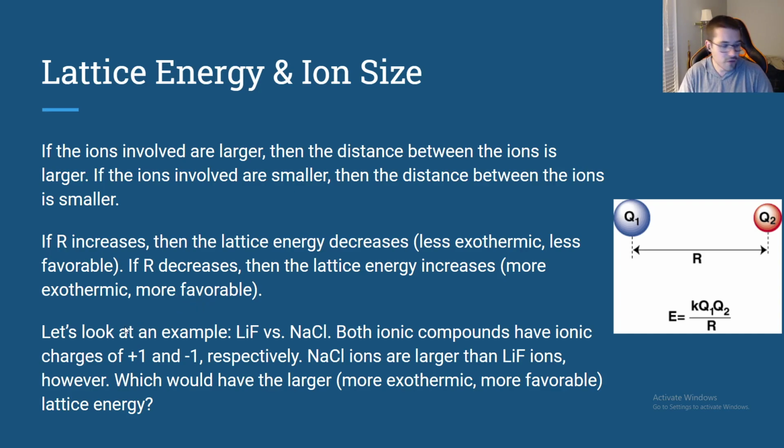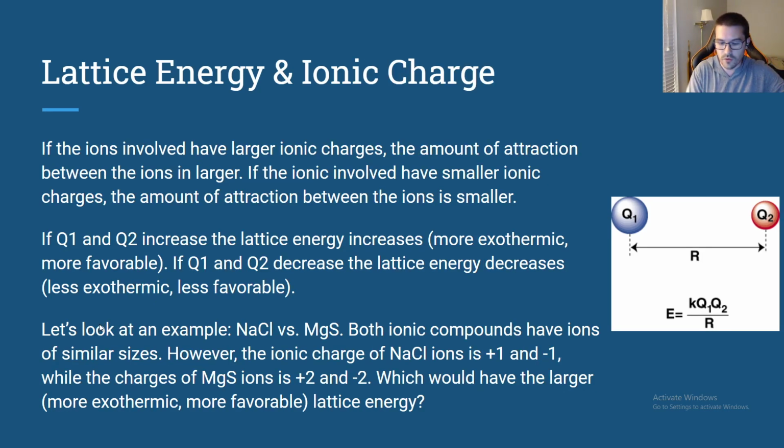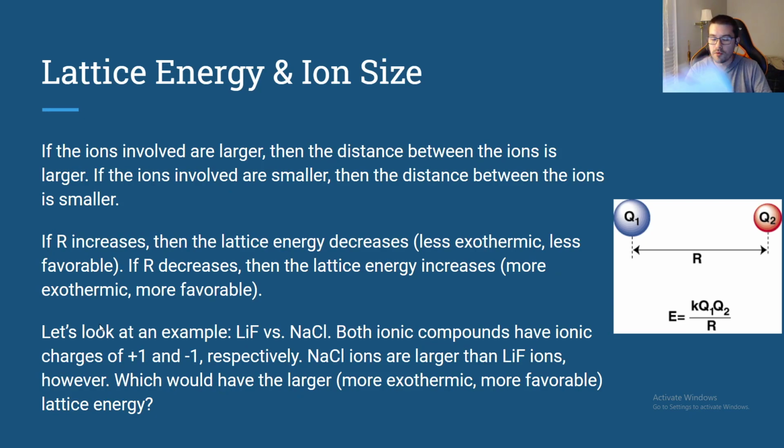And there's actually an example that I can give you. I have the values written here on a piece of paper. I didn't want to spoil it for you. So let's look at this example here: lithium fluoride versus sodium chloride. Both of these ionic compounds have charges of +1 and -1. Lithium is +1, fluorine is -1, sodium is +1, chlorine is -1. So the charges are the same.